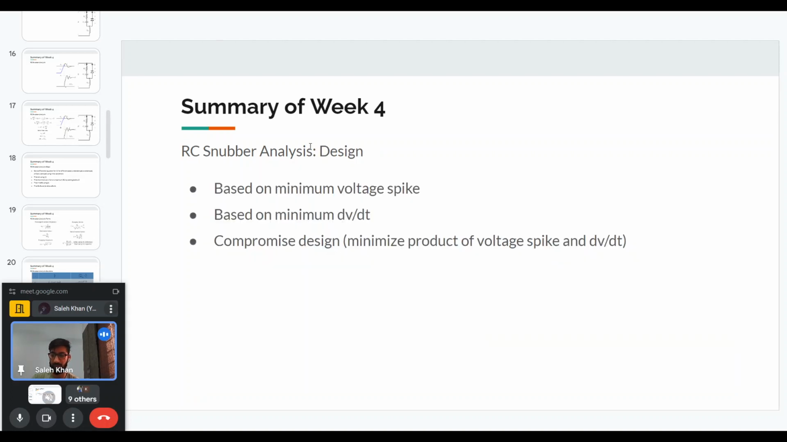So the design is actually you have to choose whether you want to minimize the voltage spike, or you want to minimize the dVdt, or you want to use what is called a compromise design. So you want to minimize the product of the voltage spike and the dVdt average. So in that case, we will reduce both the voltage spike as well as the dVdt, but it may not be the minimum of either one, but the minimum of the product. So for example, I will only show the first case. The other two are similar.